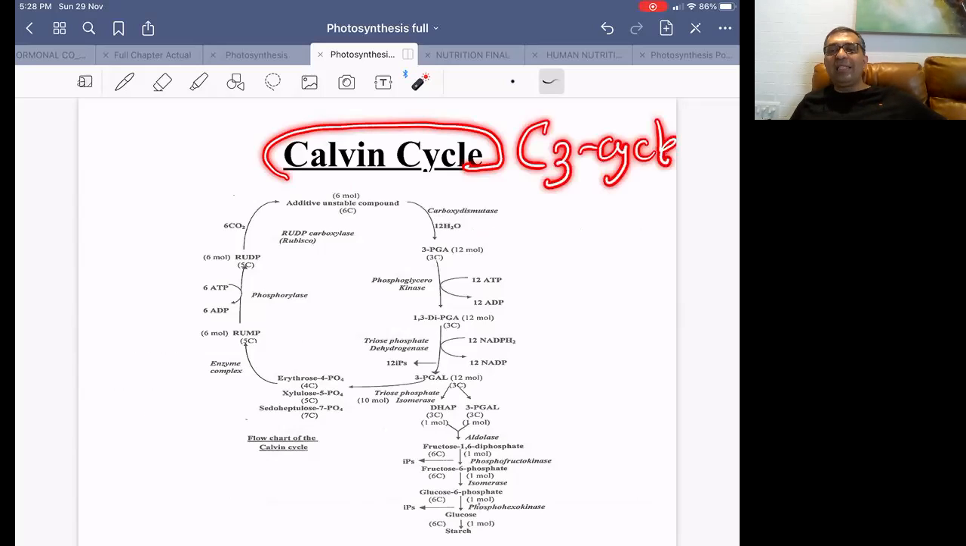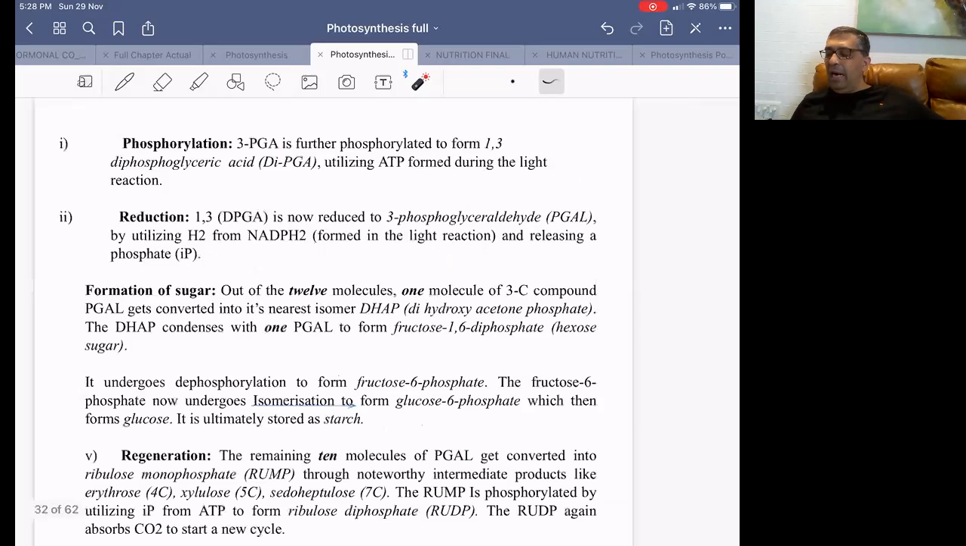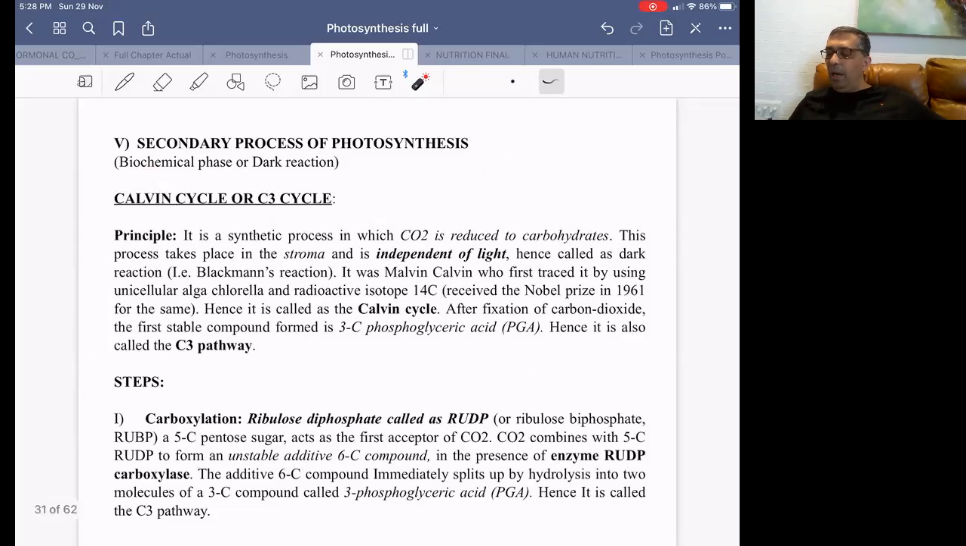So this process is called Calvin cycle, also called C3 cycle. And what is the principle in it? It is a synthetic process in which carbon dioxide is converted into carbohydrates, and it takes place in the stroma and is independent of light. It is independent of light, hence it is called dark reaction, also called Blackman's reaction.